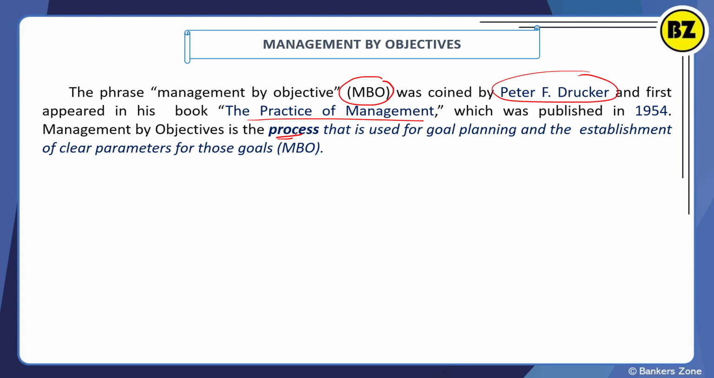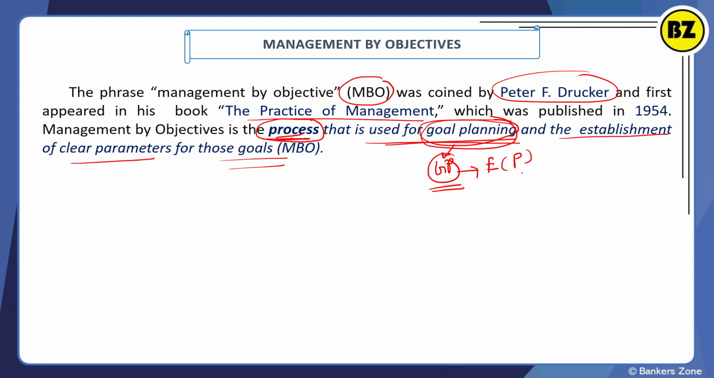And MBO means what? It is a process. What is MBO? Management by objective. It is used for goal planning. Now, why is MBO used? The important thing you have to remember: it is used for goal planning and the establishment of clear parameters for those goals. For those goals, you have to establish the parameters.